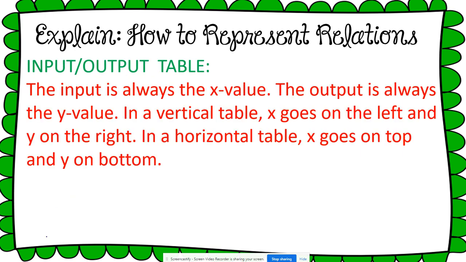An input-output table, like I showed you, the input is always going to be your X value and the output is always the Y value. So sometimes you have a vertical table, and if you have a vertical table, your X value is always your first value and Y is always second. If you have a horizontal table, X is always the top value and Y is always the bottom.